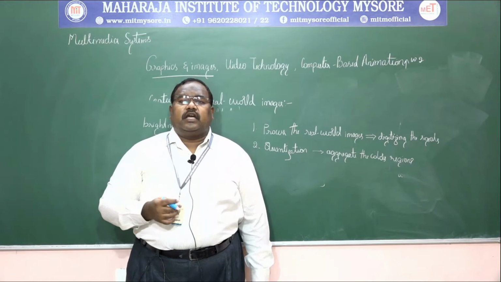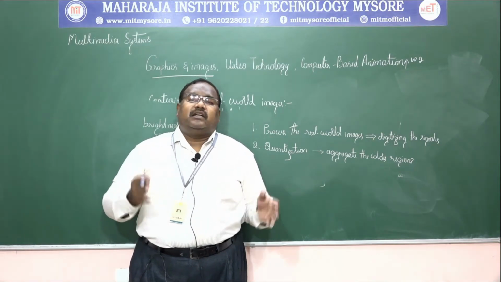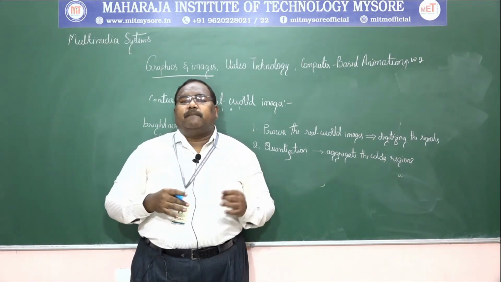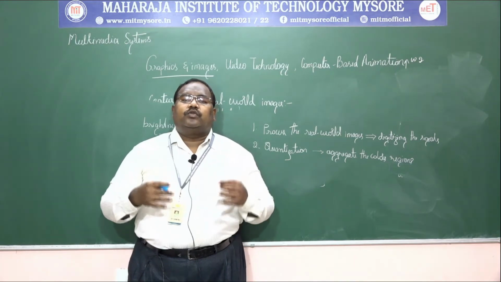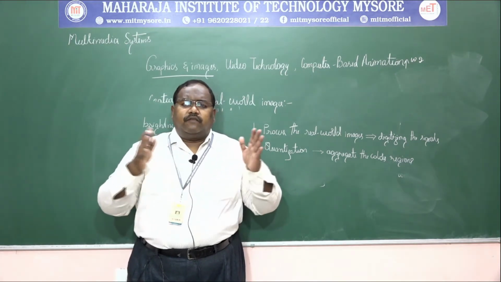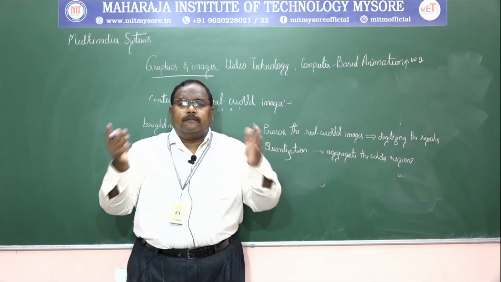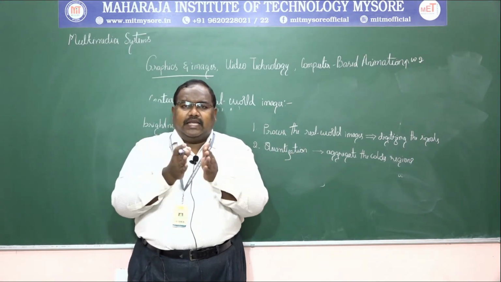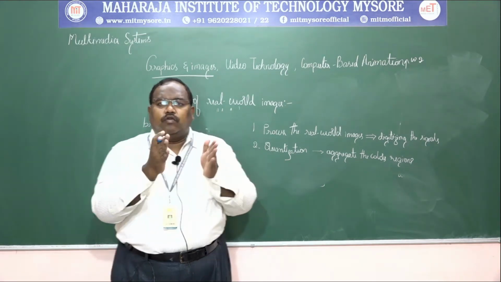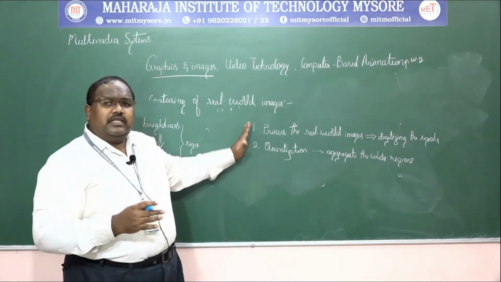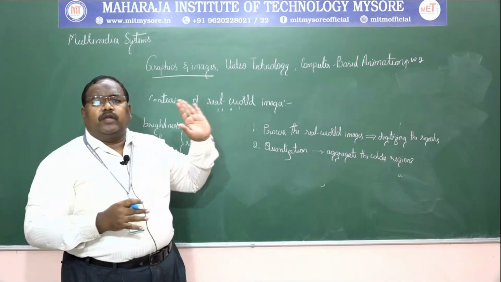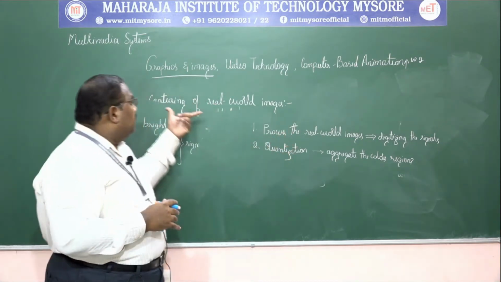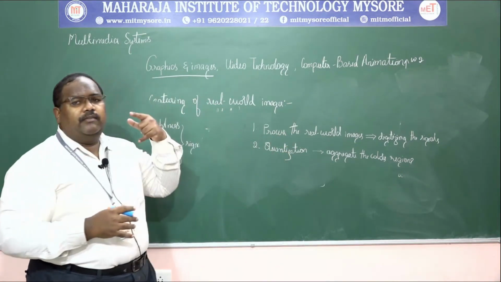Why is it done? It is done in order to reduce the number of colors depending upon the hardware used to output the images. So a different range of colors would be there. We identify those different color ranges and we aggregate the similar colors or a group of color ranges. So these are the two main steps that we consider while capturing real world images.